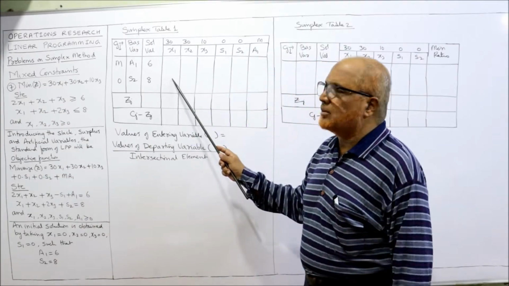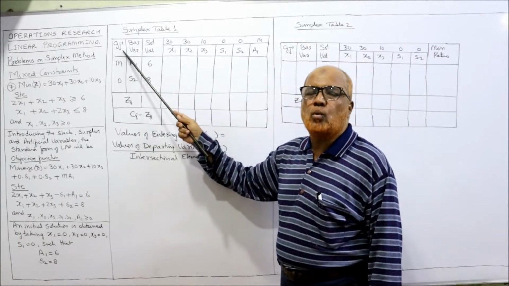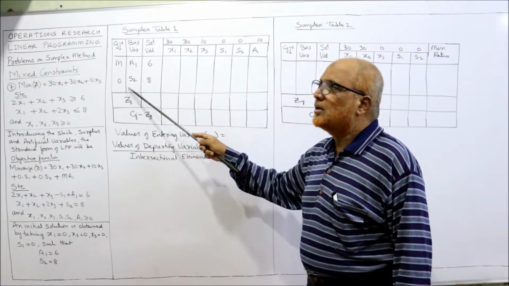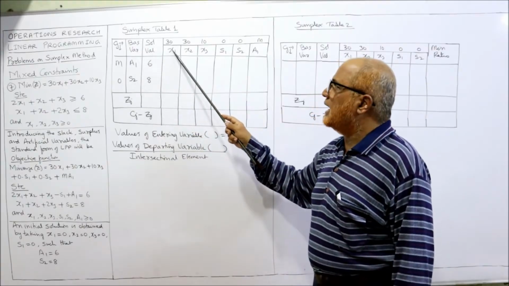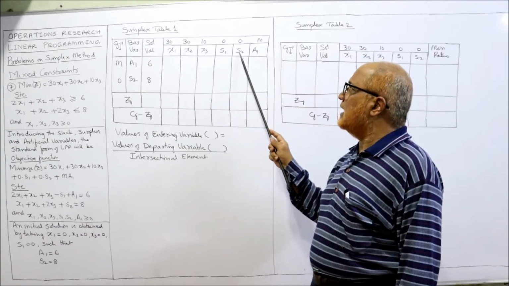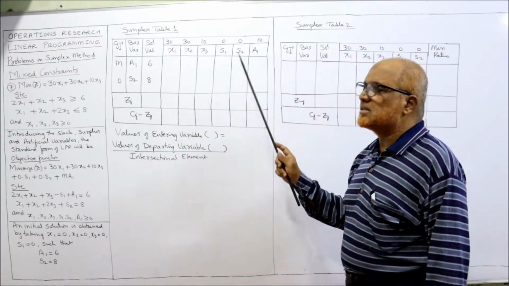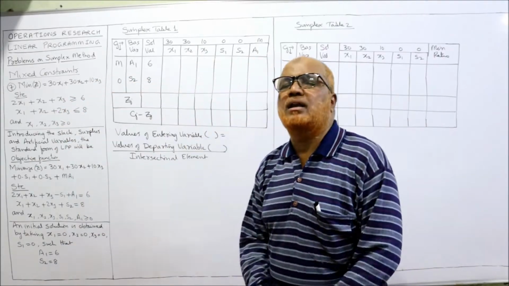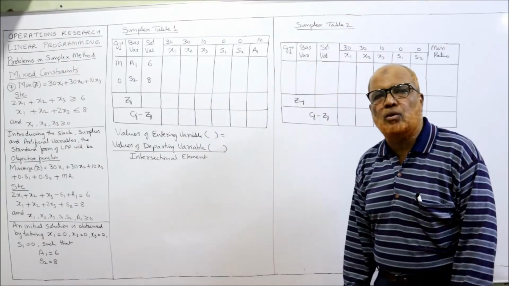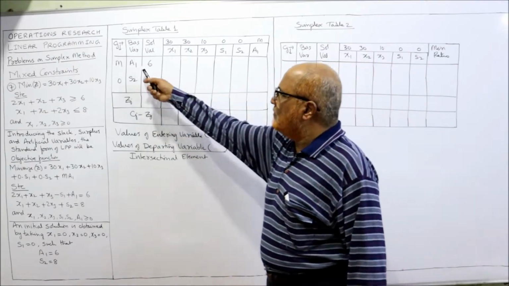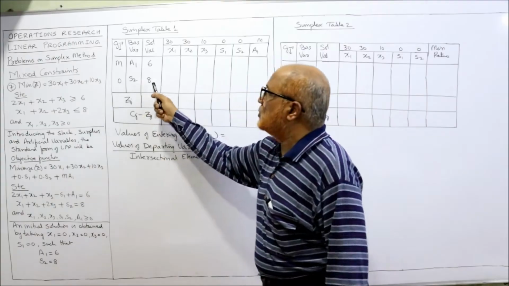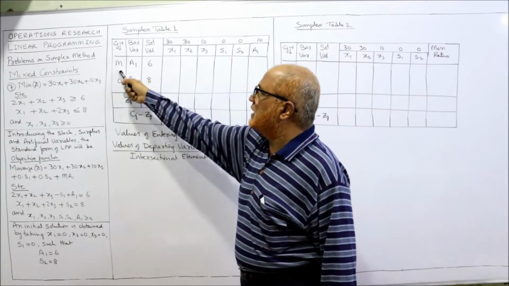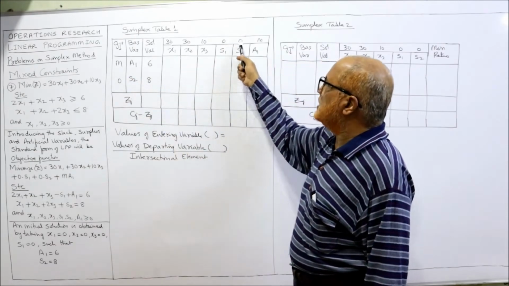Now the first simplex table. As usual, Cj, the coefficients of the objective function, in the row as well as the column. Then basic variable, solution value, x1, x2, x3, s1, s2 and a1. Now the first simplex table is very easy to make because we don't require any formula or calculation, we simply take the coefficients. So a1 is equal to 6 and s2 is equal to 8. The coefficient of a1 is M, so I have taken M. The coefficient of s2 is 0.